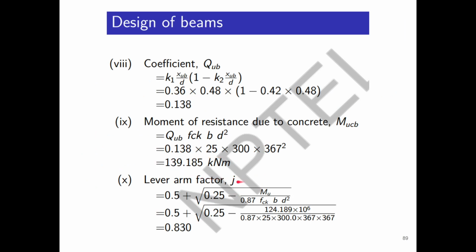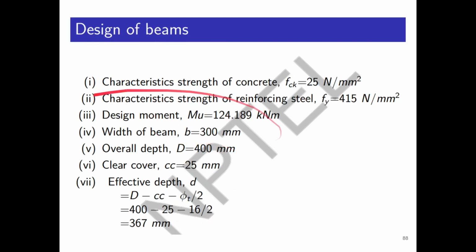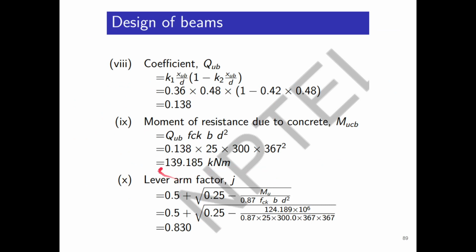So we don't have to give here 500 or 467, that will be much higher. That is why it's important to design again. So this is sufficient. And the lever arm factor j can be calculated using this formula. Putting the values, we get the lever arm factor j as 0.830.